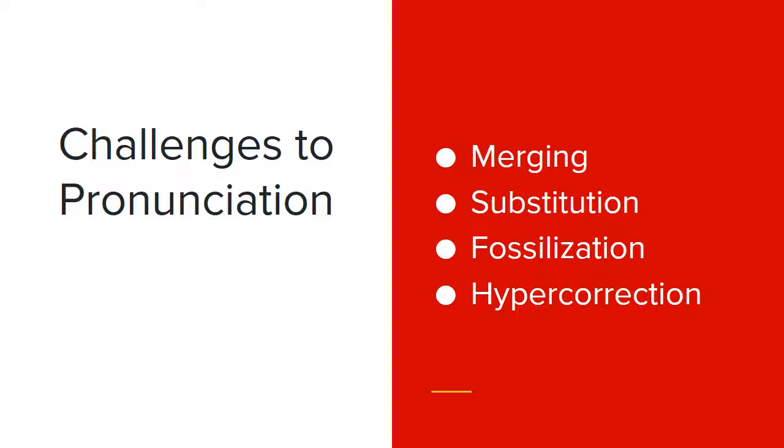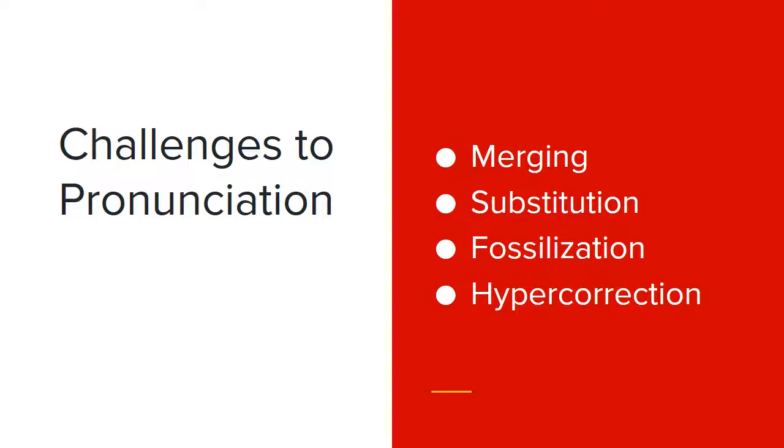It's hard to change something that's become part of their habit system. So we want to address errors or problems that are interfering with intelligibility quickly, before they become fossilized. Hypercorrection is not as common as fossilization, but it can interfere with intelligibility.